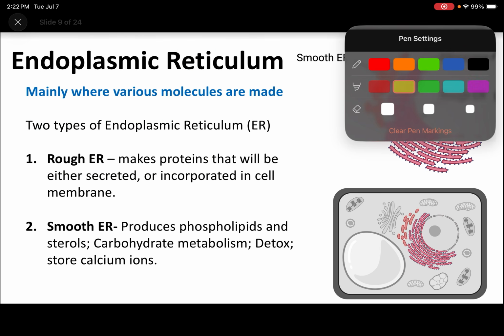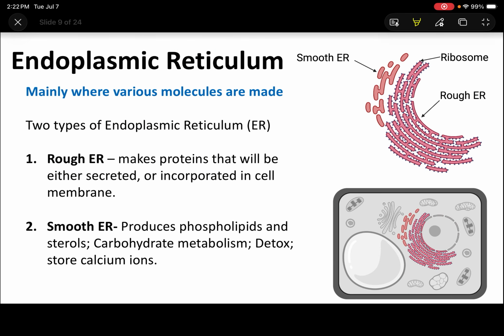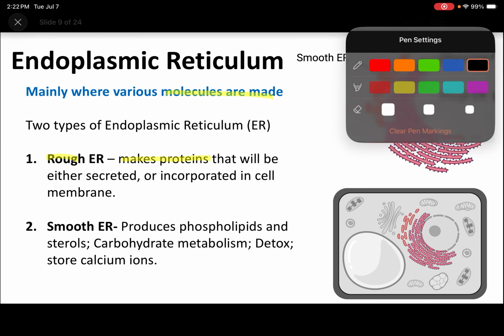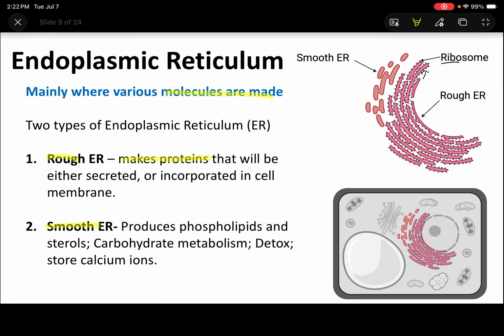The endoplasmic reticulum is going to be a builder. It's mainly where various molecules are made. As I mentioned, the rough ER is really important for making proteins. The reason we call it rough is that a bunch of little ribosomes are studded in it, giving it a rough texture. So the rough endoplasmic reticulum is essential in the building of proteins via these embedded ribosomes. Additionally, we have the smooth endoplasmic reticulum.